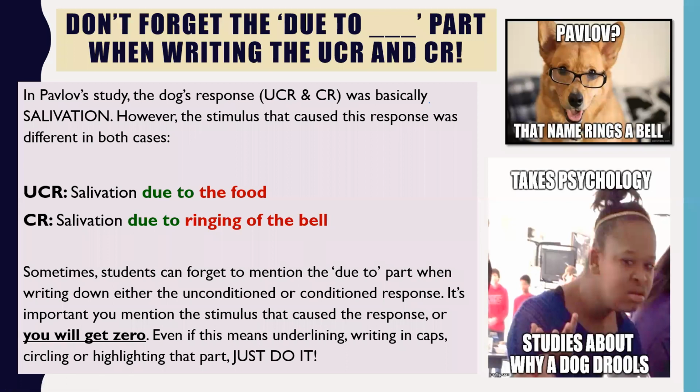I've already shown you this slide millions of times and always talked about this: when you write the unconditioned response and the conditioned response, you have to write the due to part. Still every year, a lot of students lose marks on VCAA exams because they don't write the due to, or they don't write what the response was actually a result of, or the factor that actually influenced the response. So remember, even if you write salivation and you don't write the due to part, you are going to get 0 marks for that, even if your response is technically correct, because you're not writing how that response was caused. The VCAA assessor or examiner will not be able to give you the full mark. So do not forget the due to.